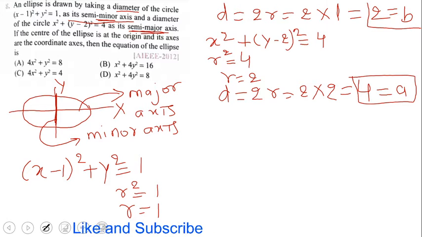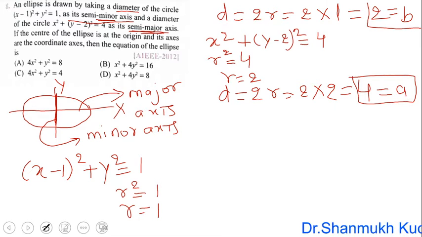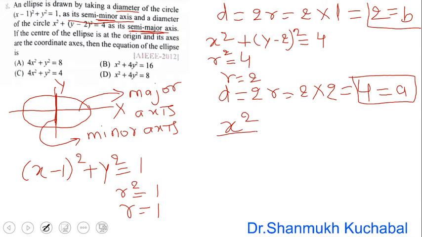So we have calculated a and b. Now we have to consider the standard equation of an ellipse. The standard equation of an ellipse is x square by a square. So x square by a square is x square by 4 square.